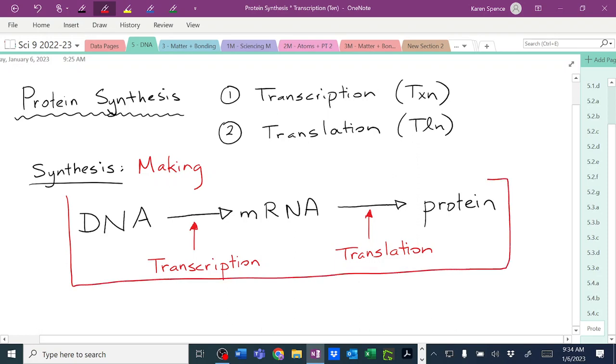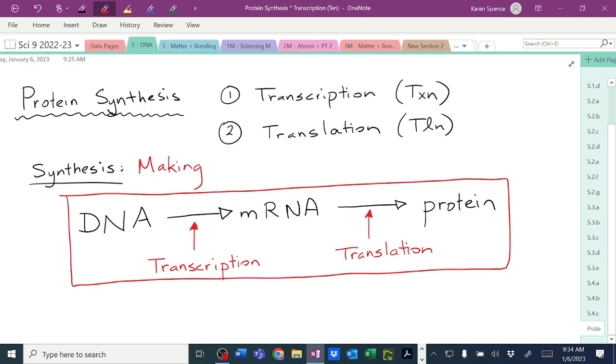So that's the big picture. DNA goes to RNA, goes to protein. And now we are going to draw a picture of the whole process. And it's going to be a simple drawing because guess what? Ms. Spence cannot draw, okay? So it's going to be really, really simplified, okay?